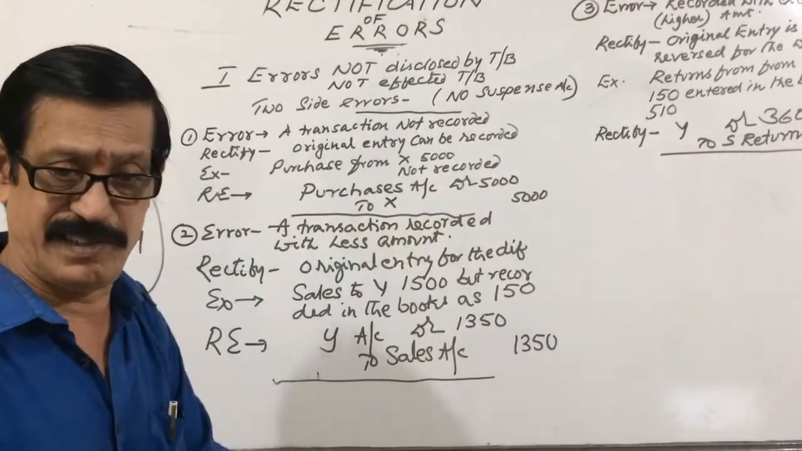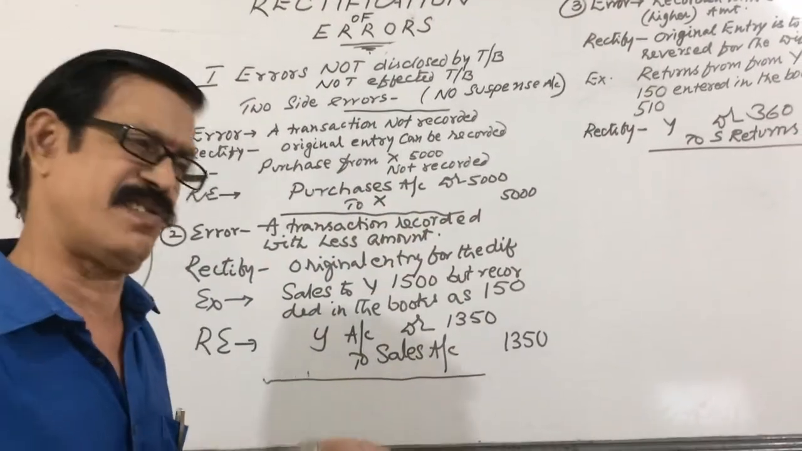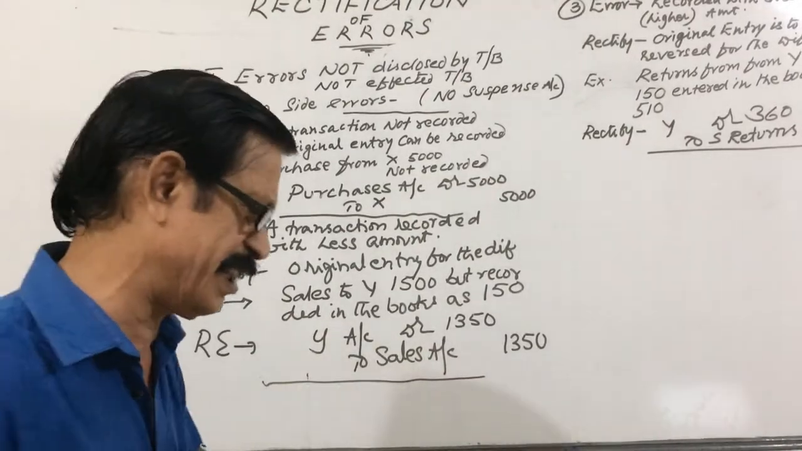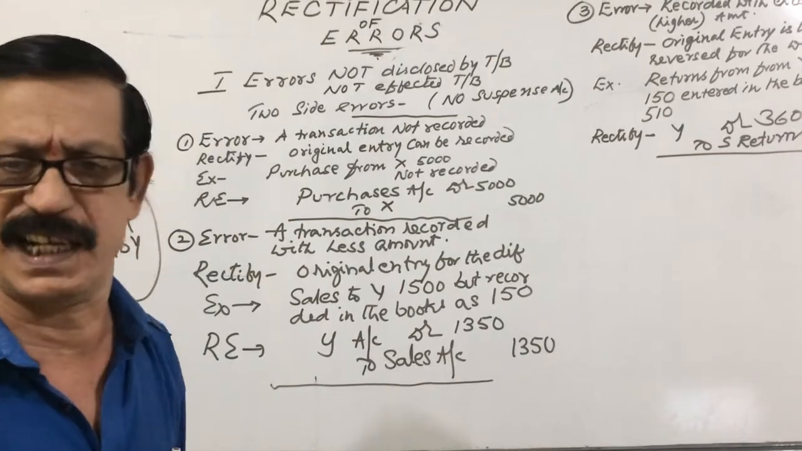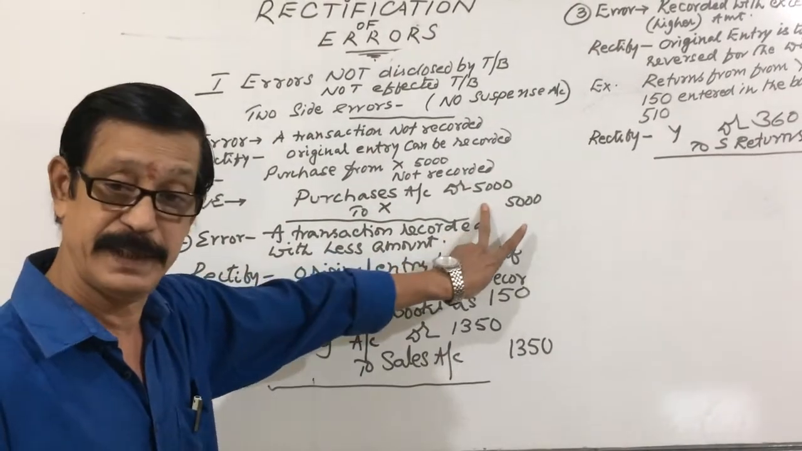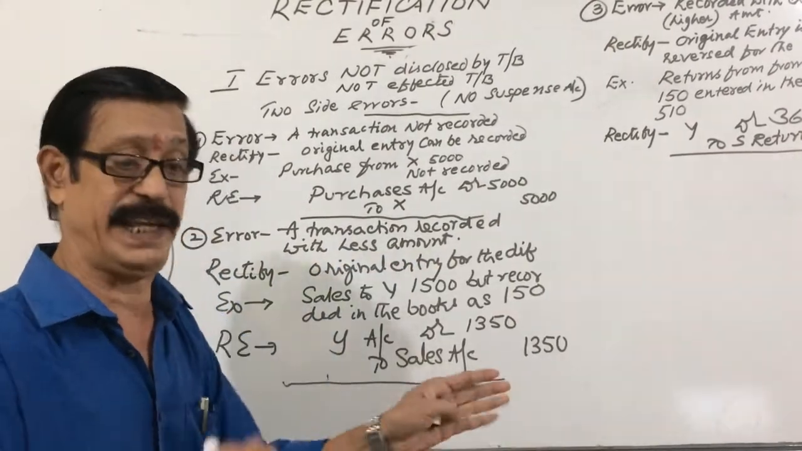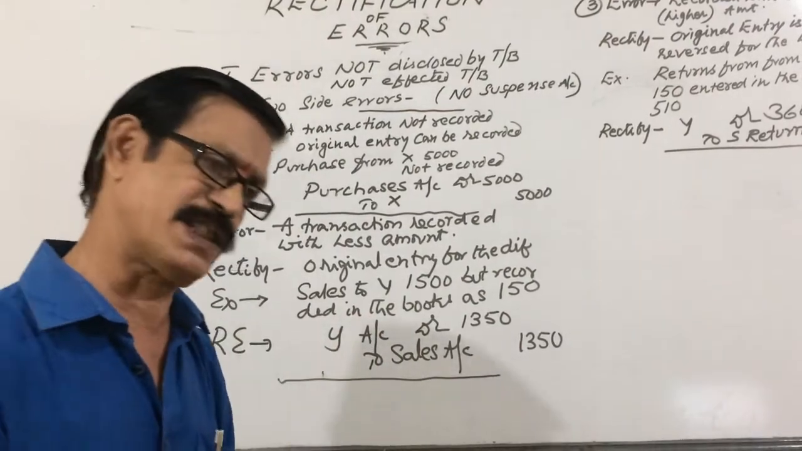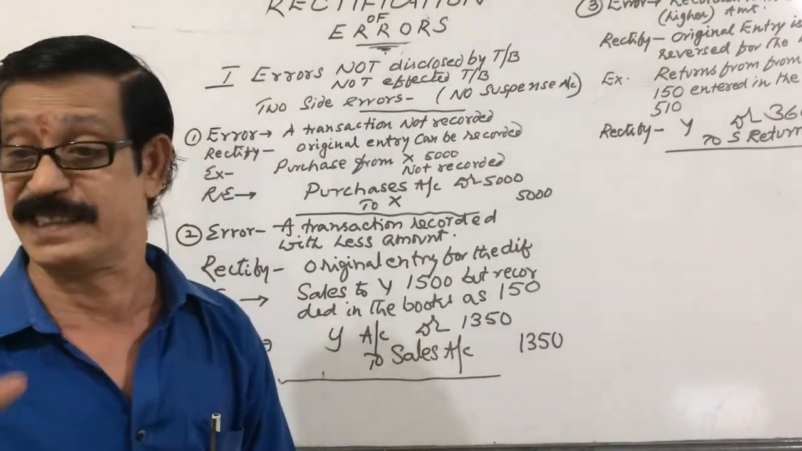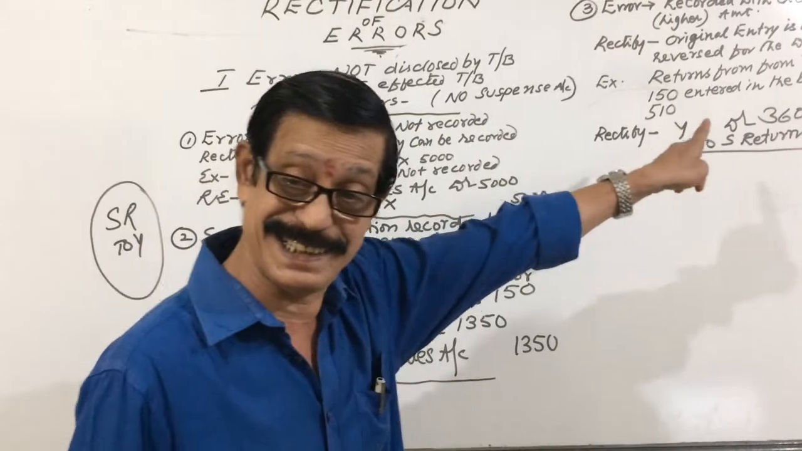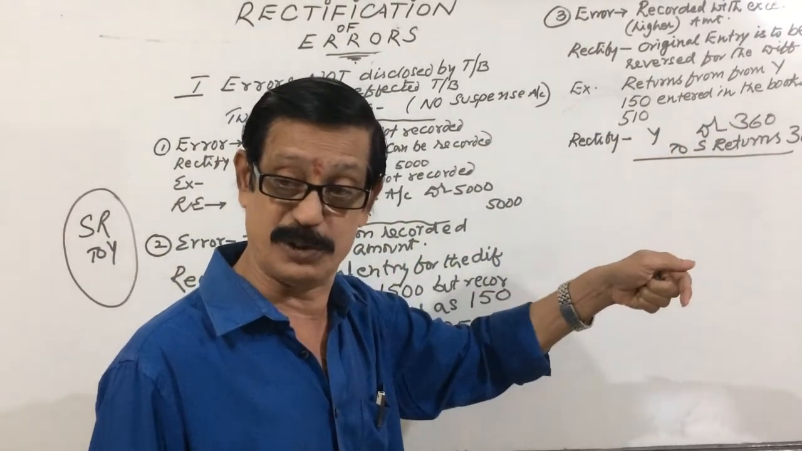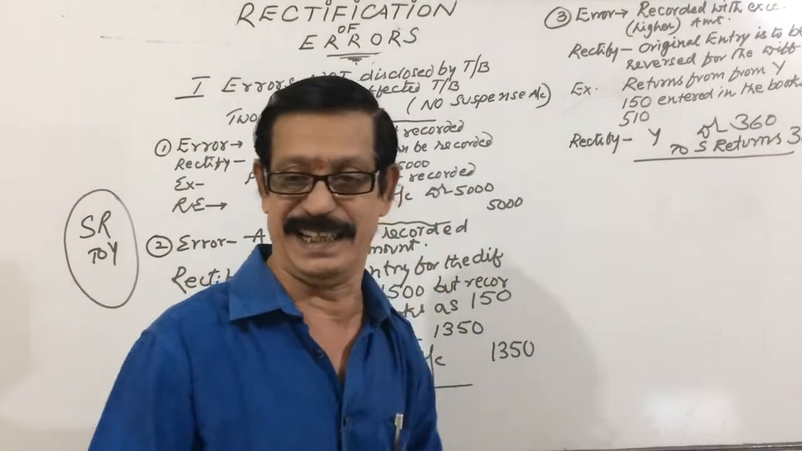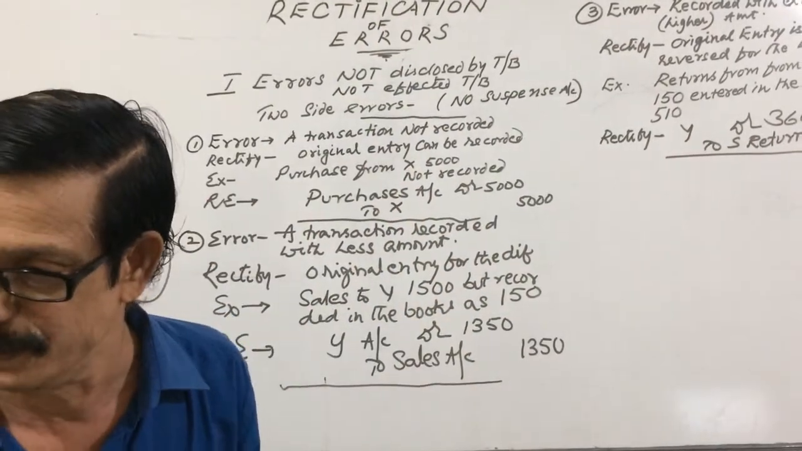Here, the entry is not at all recorded. It is not journalized. It is not entered into the books of accountancy. So what can you do? Pass the original entry only. Here, they have taken less amount, so pass the original entry only for the difference amount. But in this case, they have taken more, an excess. Then what do we have to do? We have to reverse the original entry for the difference amount.